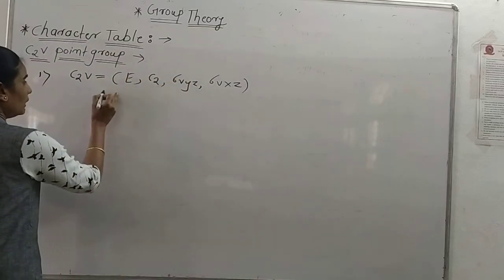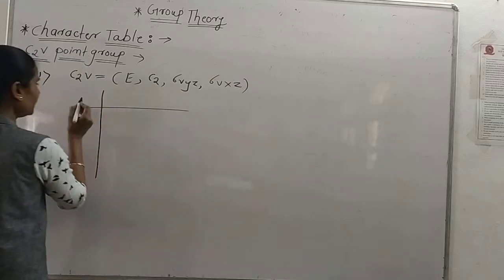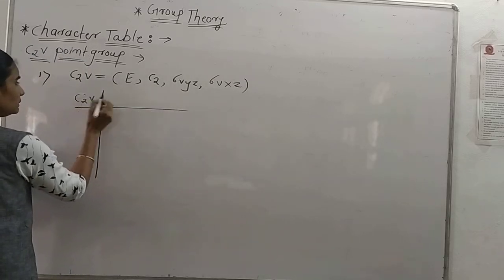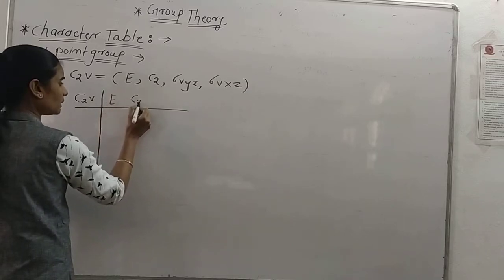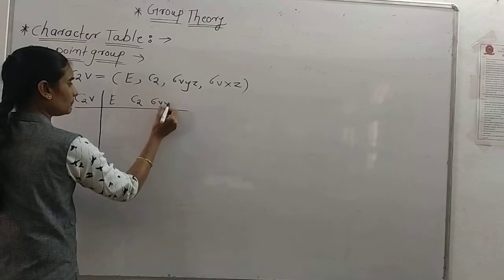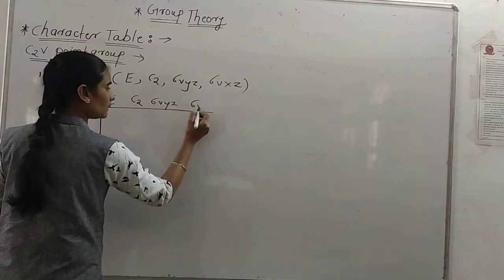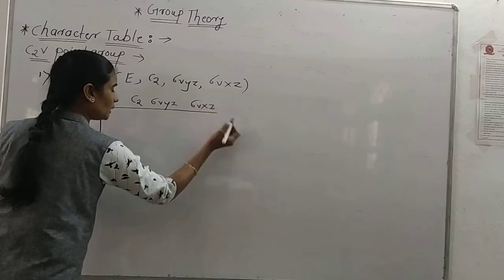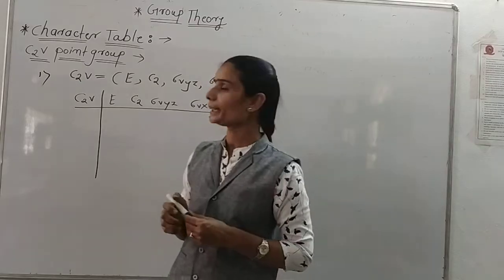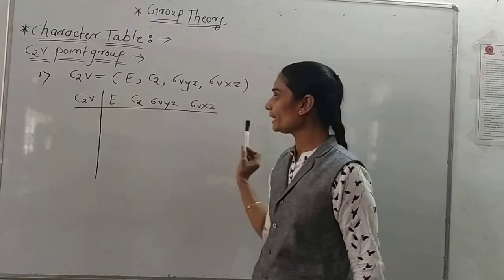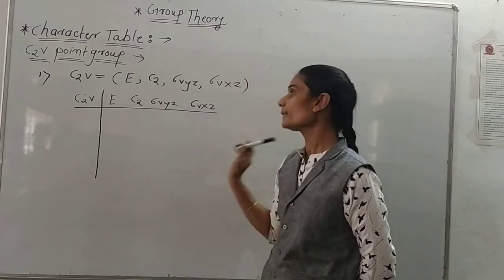Okay, these symmetry elements are written in the table: identity, C2, sigma V yz and sigma V xz. So this is according to the first rule of your character table. All the symmetry elements present in that point group are written in this form.